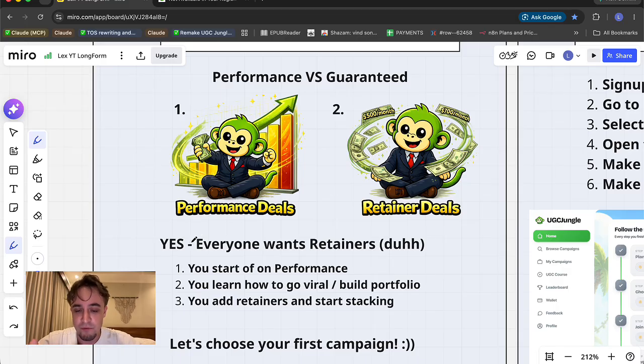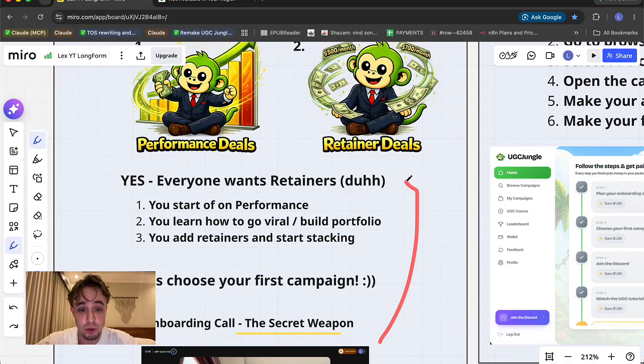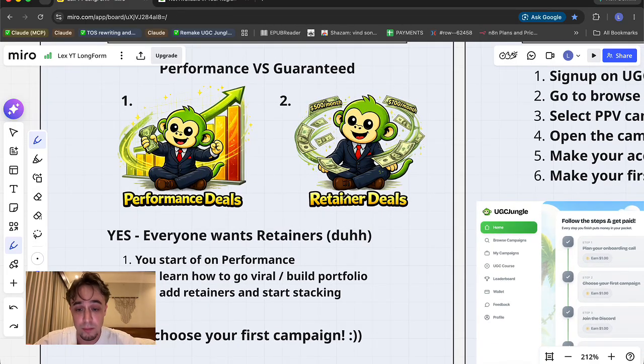Normally, on average, if you don't have any UGC experience, you always start on performance. Again, if you do have a portfolio already built up, maybe outside of UGCJungle, please make sure to let me know, because then I can instantly pitch you to the retainer deals. Especially if you are looking for retainer deals, we can do that, no problem. But if you're just starting out, you are going to start on performance.